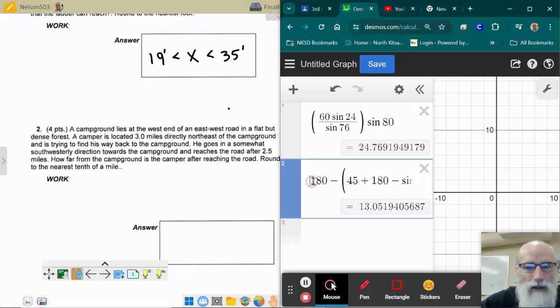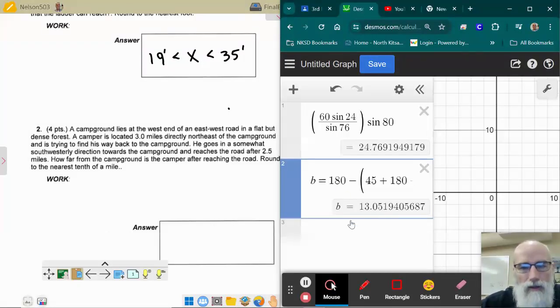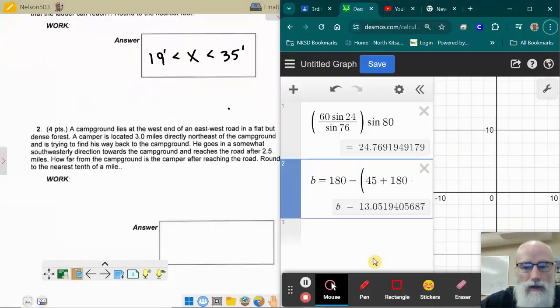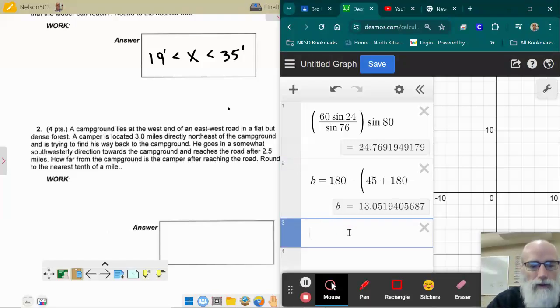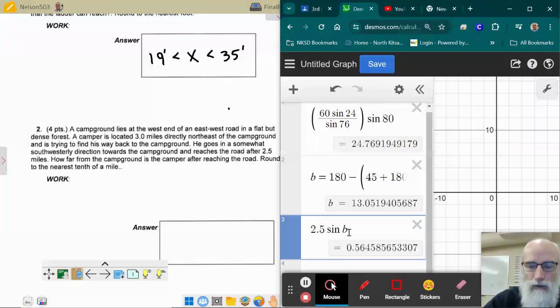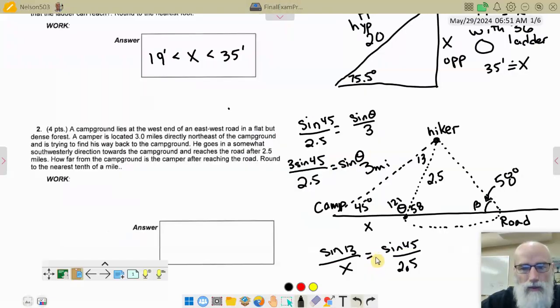I like how some of you guys do this. You go like B equals, and now we got B equaling that thing right there. And then, because that's what we want as accurate as possible, right? So I want to go sine of B times 2.5 divided by sine of 45. So I'm going to go sine of B, and then we're going to multiply that by 2.5, and then we're going to divide by the sine of 45, and that comes out to be 0.79. I guess they're 0.79 miles away.